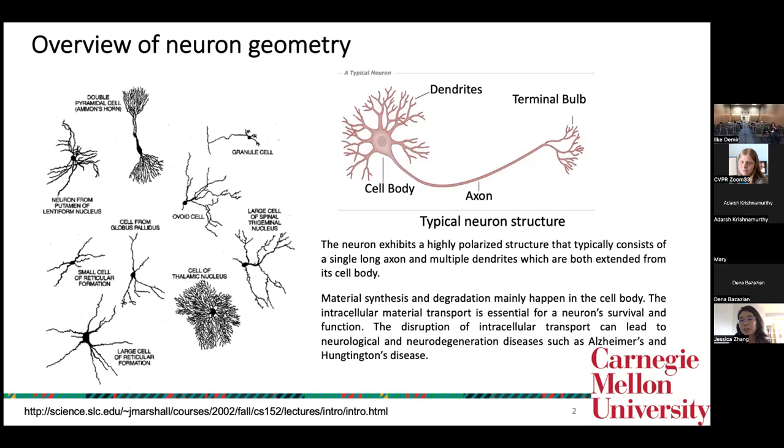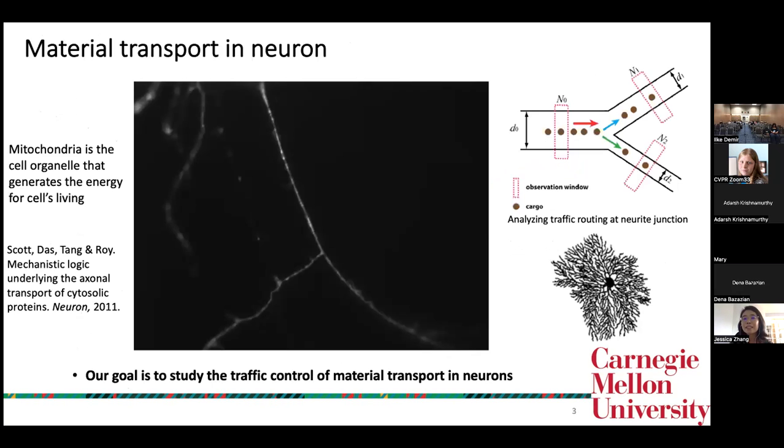In our neuron system, intracellular material transport is very important. It needs to transport organelles from one location to another in a timely manner to support a neuron's survival and function. Sometimes disruption may happen. Such disruption will lead to neurological and neurodegenerative diseases, for example, Alzheimer's disease and Huntington's disease. That gives us the motivation: it's an important problem we wanted to study.